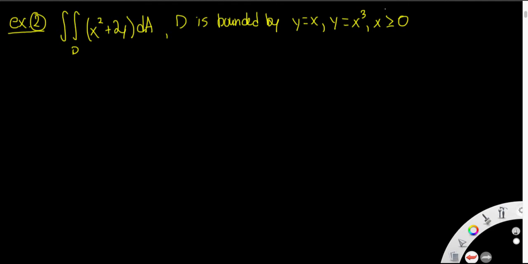And for our next example, we'll go ahead and do this double integral over the region D of x squared plus 2y dA. And D is bounded by y equals x, y equals x cubed, and x is greater than or equal to 0. So we're not given a whole lot of information about our domain of integration, meaning where we plug our bounds. So we're going to have to do some investigation by drawing the domain of integration given this set of information. So let's go ahead and draw our axes here.